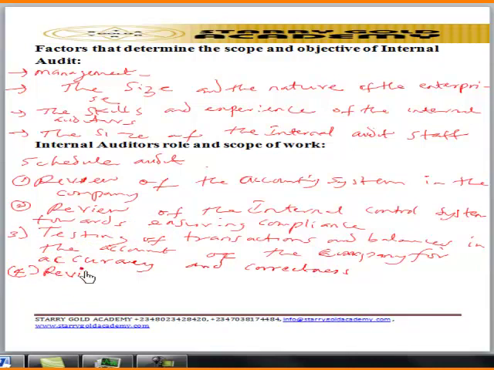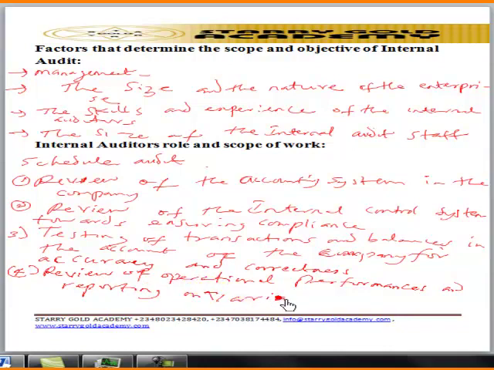Review of operational performance and reporting on variance. The fifth one is conduct of special investigation.